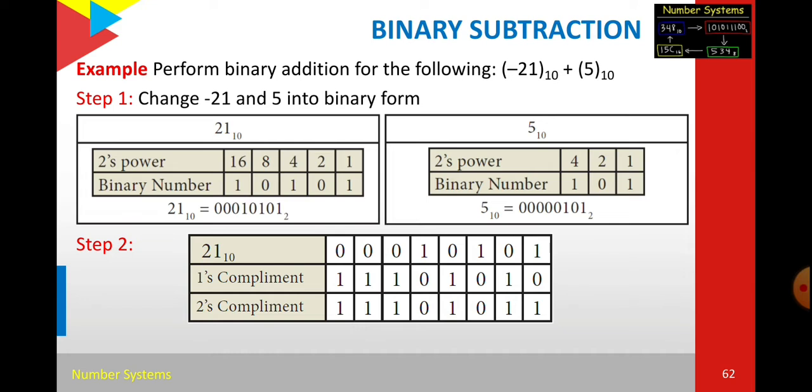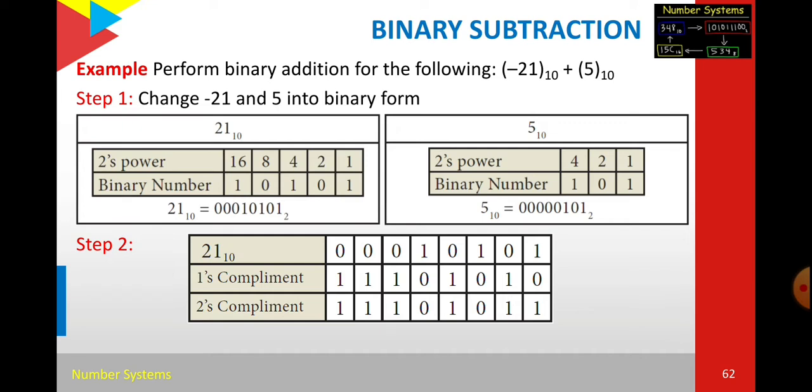Now we can find the one's complement. How can we find the one's complement? We just change ones into zeros and zeros into ones. So 1 will be changed into 0, 0 again into 1, 1 will be changed into 0. Comparing the 21 base 10 binary number and its one's complement, the values are interchanged: all ones are changed into zeros and all zeros are changed into ones. This is the one's complement value for 21 base 10.